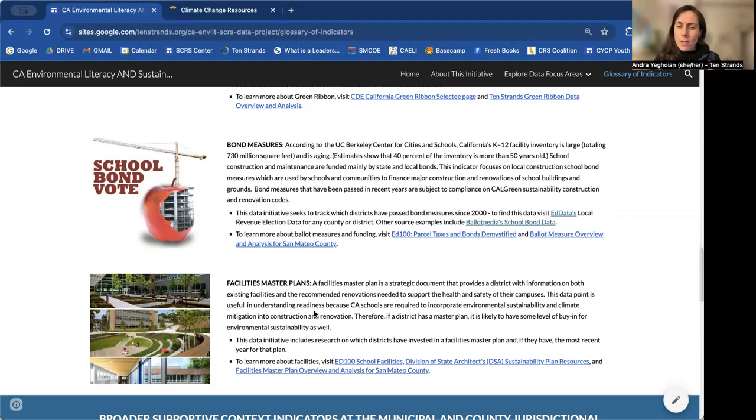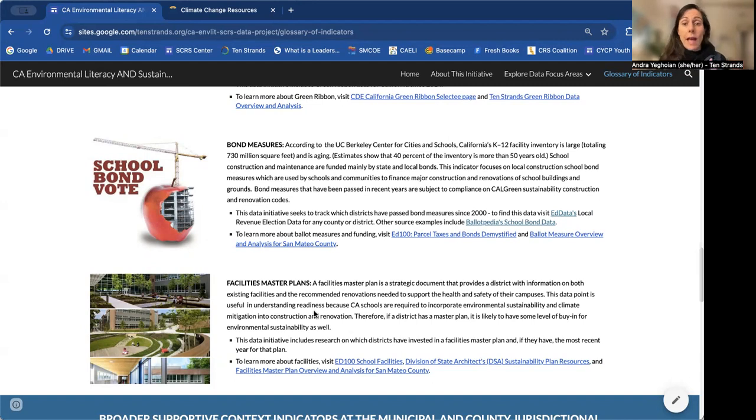And the reason that we're looking at this indicator is because we're trying to figure out if a school district has a master plan, it's likely that they're going to have some level of buy-in for environmental sustainability, only because California code for maintaining and doing construction renovation on some level kind of requires sustainability. And so we are trying to see who's got this plan in place so that when they update things like boilers and HVAC systems and other things, how are they thinking about this in terms of sustainability?